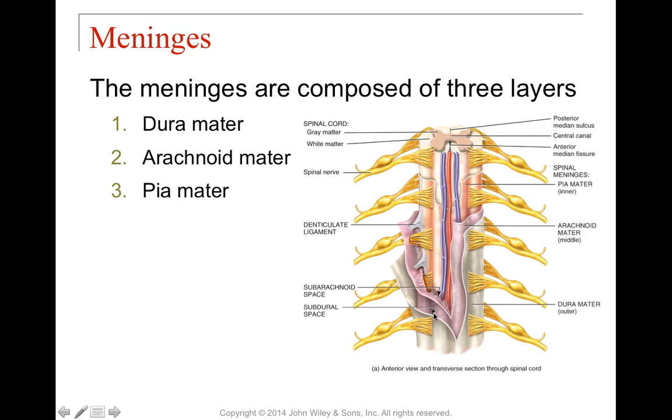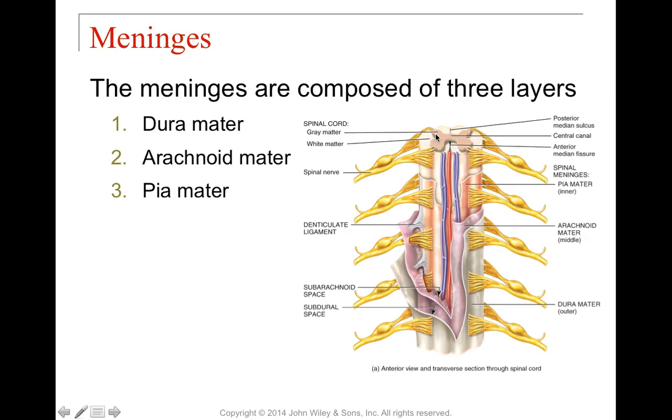Let's see. So the outer layer, again, that's the dura mater. Underneath that, we have that subdural space I was just talking about. Then we have here, this is the arachnoid mater. Underneath that, again, that subarachnoid space. Underneath that, we have the pia mater, or the most innermost layer, and that actually is going to be covering the entire set of the actual cord itself, the spinal cord.